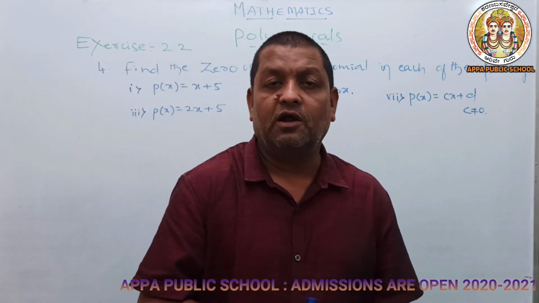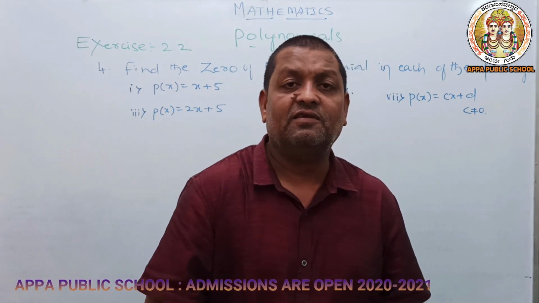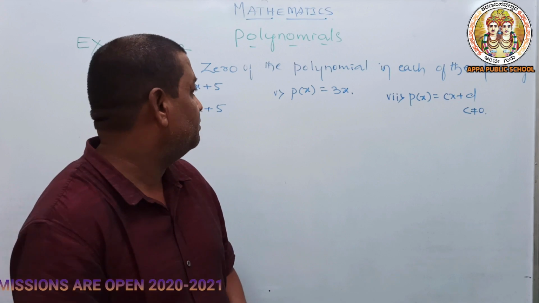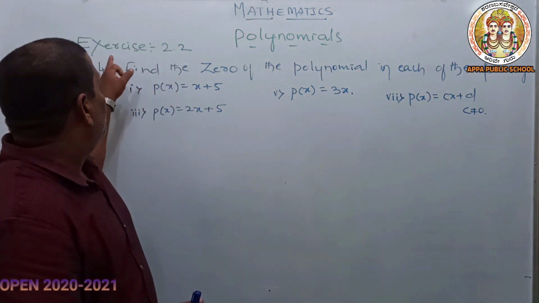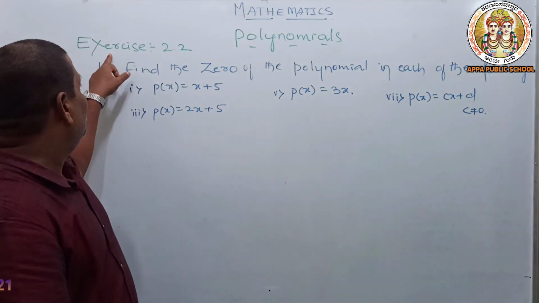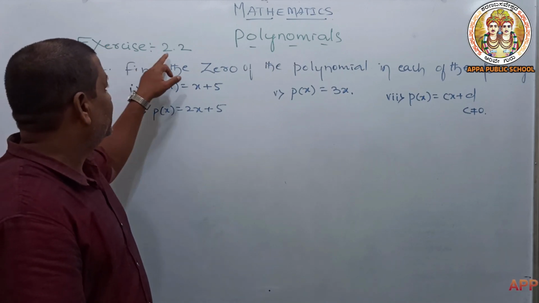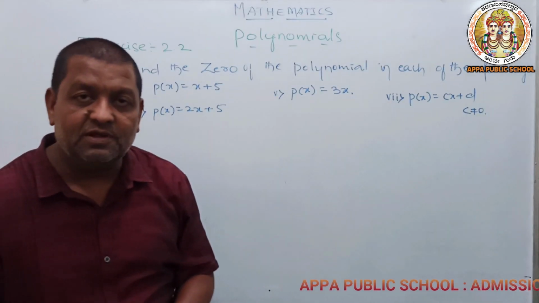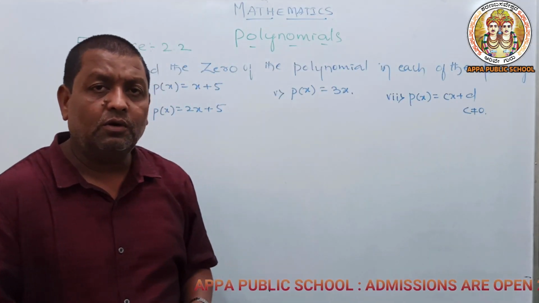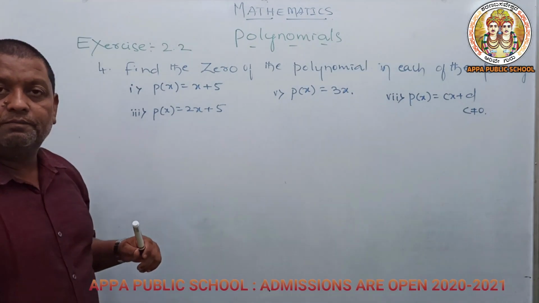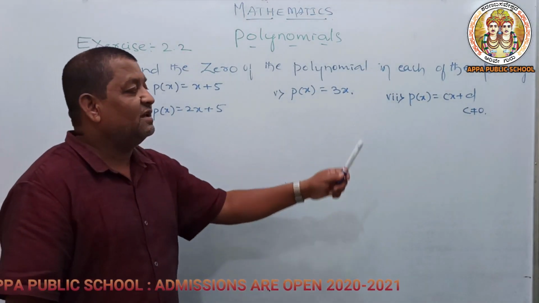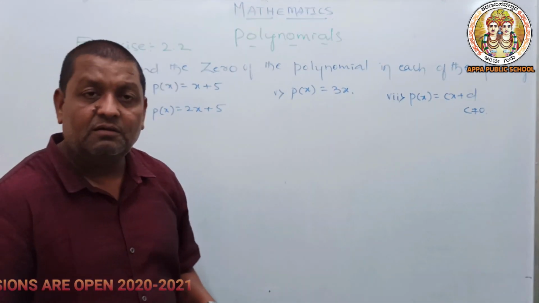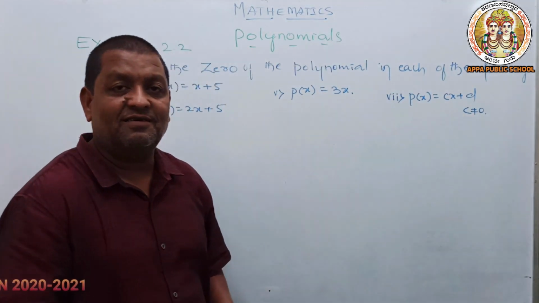Already I took 3 classes. Now it is the 4th class in the same lesson, polynomials. Last class I completed exercise 2.2 in that third bit. Now we are going for the last bit of exercise 2.2, that is the 4th bit. In this, 7 sums are there. I took 4 selectively because they are very easy and we also did them in online classes.